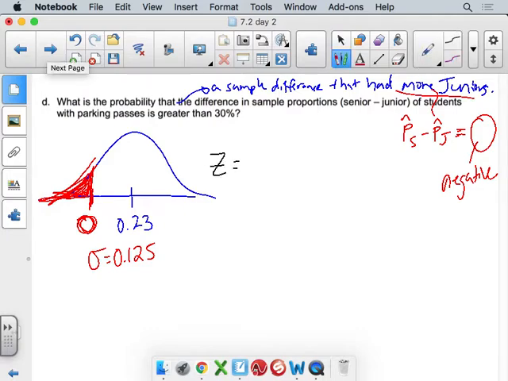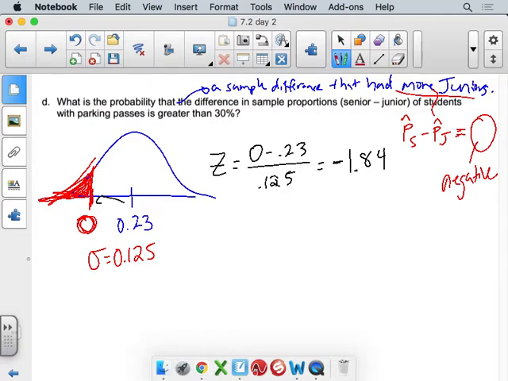All right, so we're going to do a z-score: 0 minus 0.23, divided by 0.125. I got a z-score of negative 1.84, which makes sense. It should be a negative z-score if it's left of the mean. And then let's look up this value in the table. So negative 1.84.